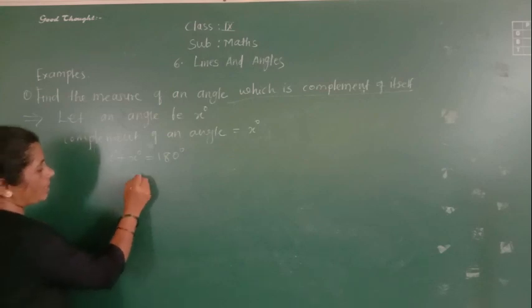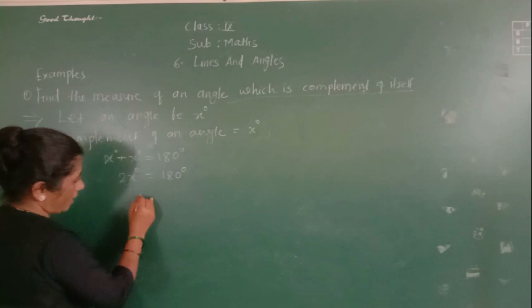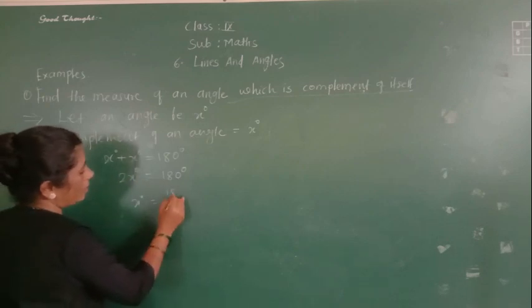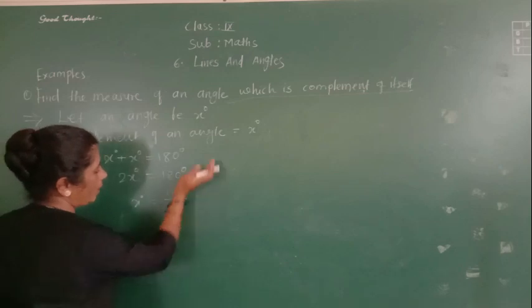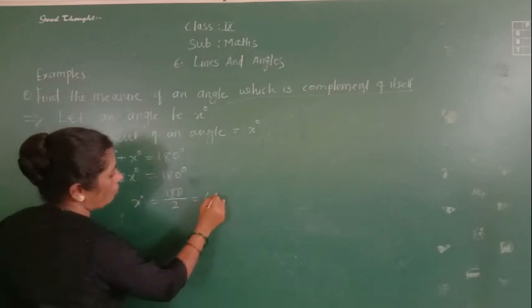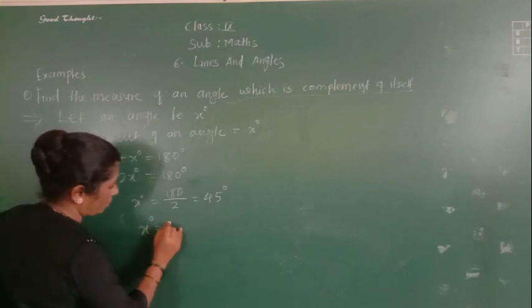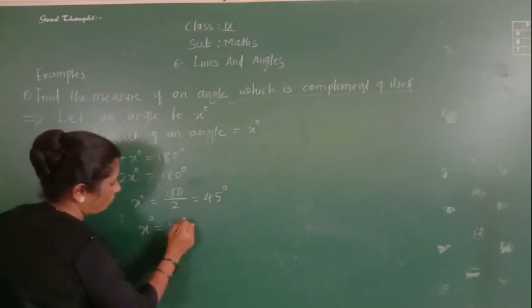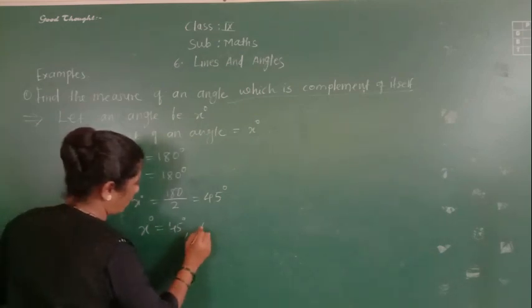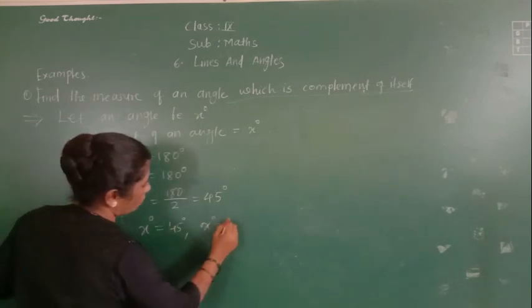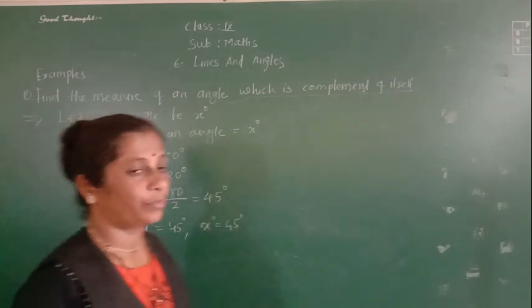So 2x degrees equals 180 degrees. So here x degrees equals 180 divided by 2, right? 180 divided by 2, so you will get 45 degrees. So x degrees equals 45 degrees, and the other angle, the complement of itself, is also x degrees, equal to 45 degrees. Understood? Now we will see the next example.